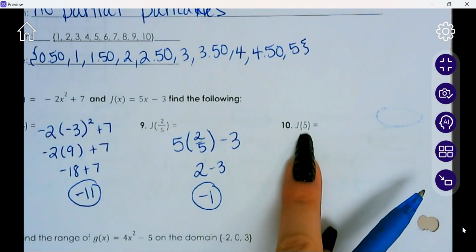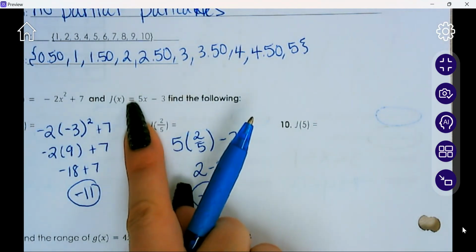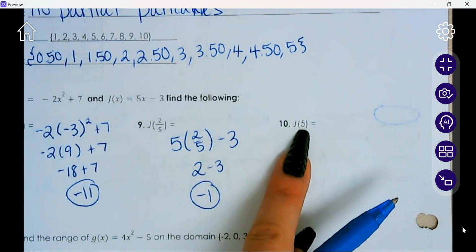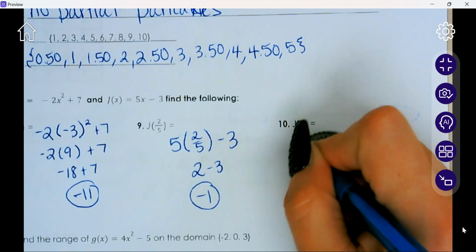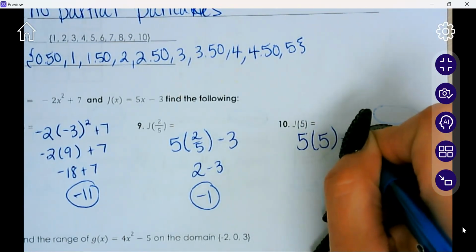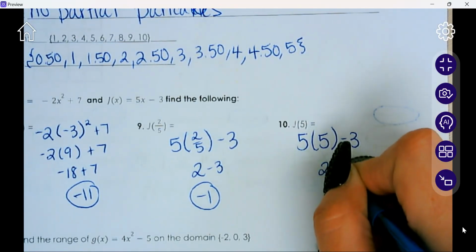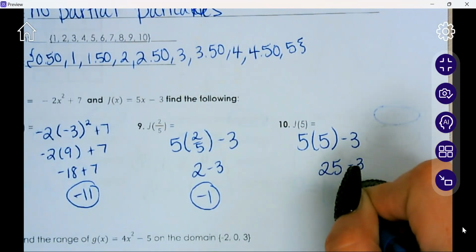Okay? Same process here. Put the 5 value in here because we're dealing with function j. The x value is 5. 5 times 5 minus 3 is 25 minus 3, which gives you 22.